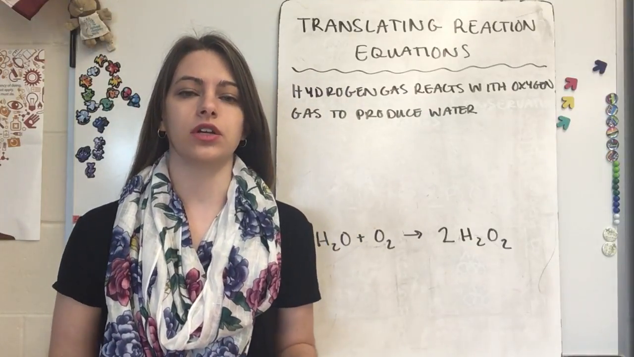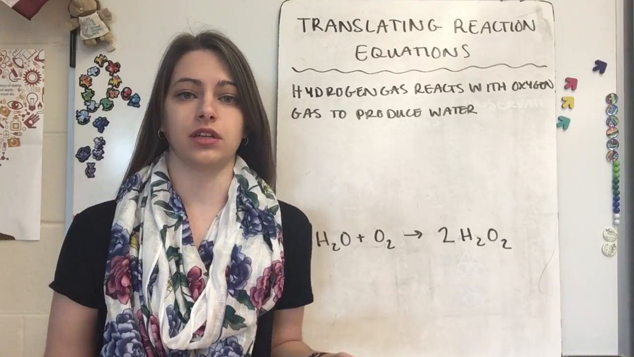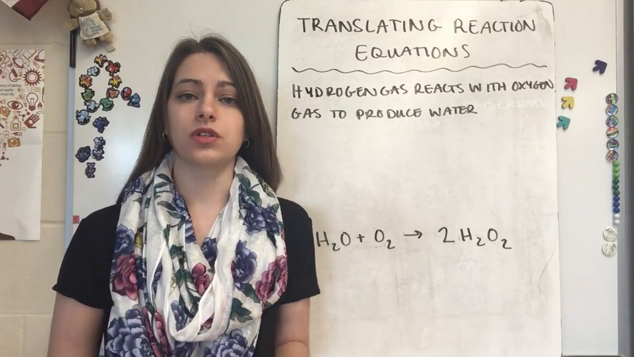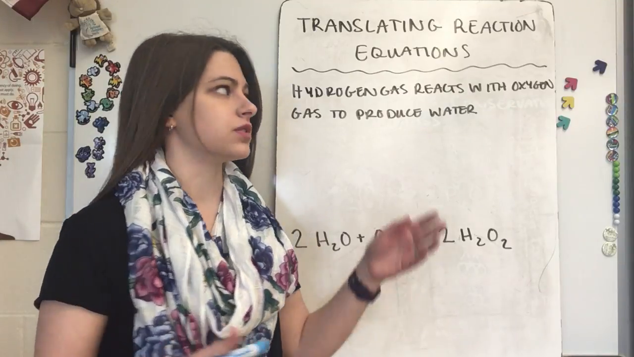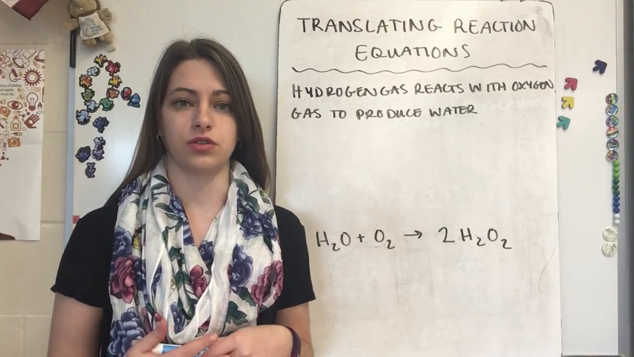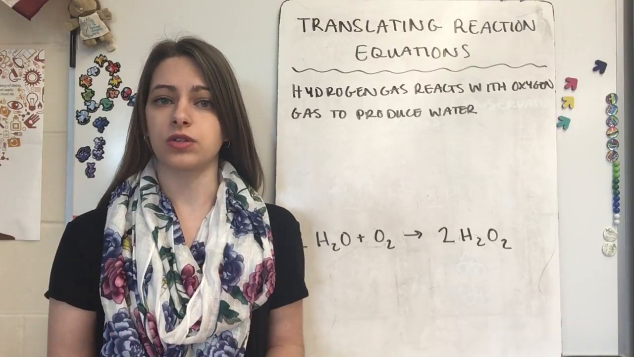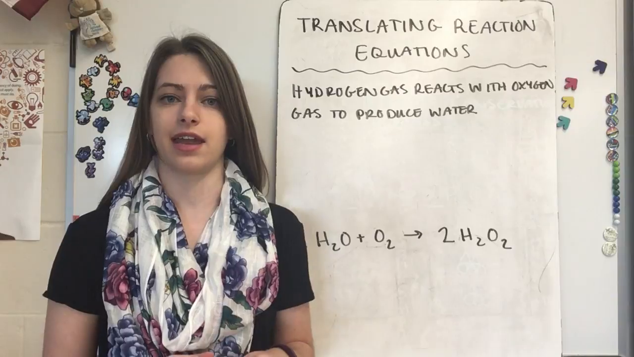So in this video, we're going to look at how to translate reaction equations, or simply to go from words to formulas and formulas to words. So this is really pretty straightforward. If it's written in words, you're just going to turn those words into chemical formulas, and then make sure that your arrow goes in the right spot for the reactants and the products, and then you're going to make sure that it's balanced at the end.